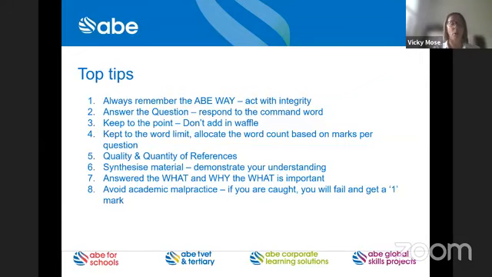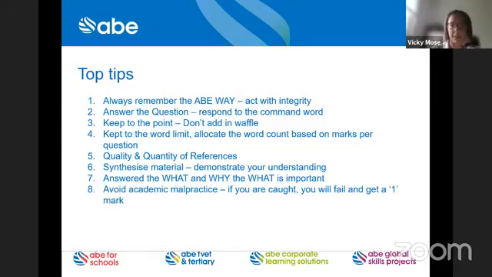The reference section doesn't count in your word count, so don't feel that you can't add that in. It's very important. Make sure it's quality referencing. Use our guide. As Simon's already said, we use the Harvard referencing method. Simon's described this part quite well, quite in detail, about synthesizing your materials.